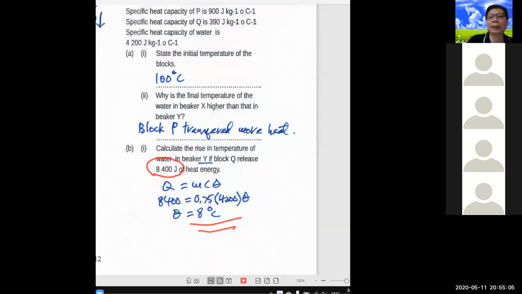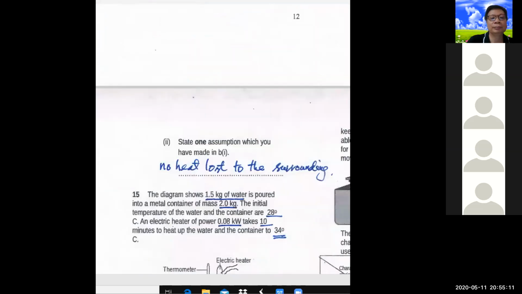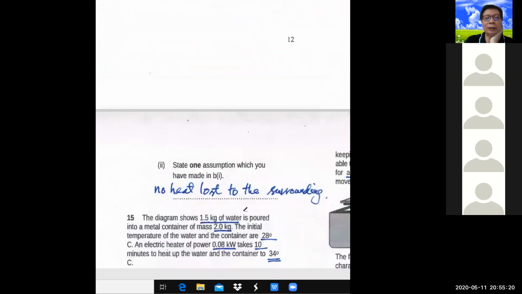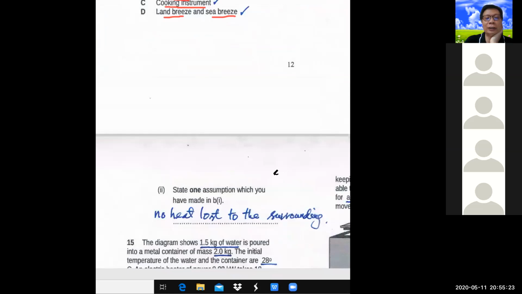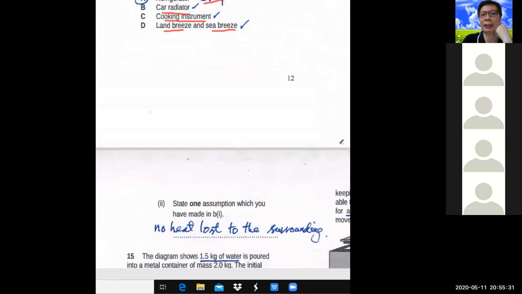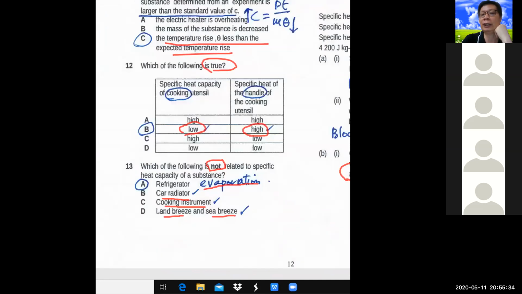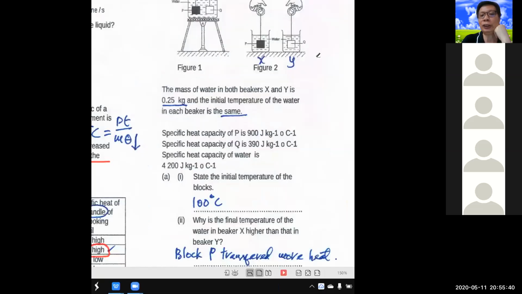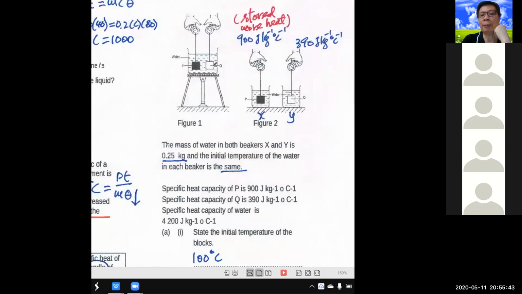Next part of the question. Sorry, I have to move this thing left, right. One assumption. Why is the answer no heat lost to the surrounding? Why is our assumption like this? Okay, let me explain. You all listen. Even in the SPM, they ask you what your assumption is. Our assumption is that block P and block Q absorb the heat from this hot water.